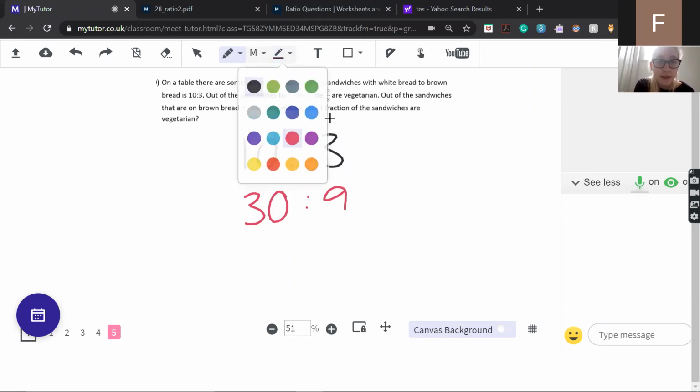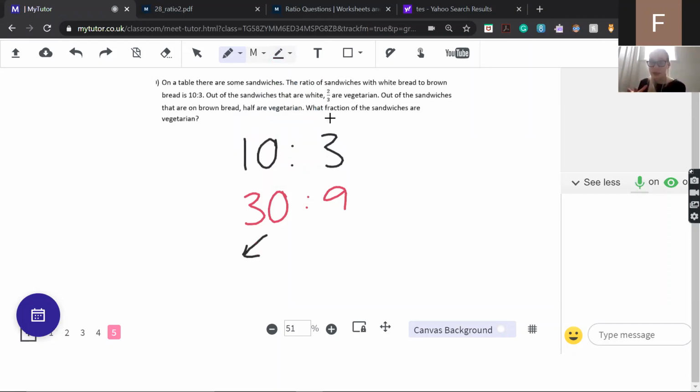So now we can see that these are the white bread. If there are 39 sandwiches, 30 of them are on white bread. So 2/3 of these are vegetarian. So we know that 20 of them are vegetarian and 10 of them aren't. So I'll just put not vegetarian and vegetarian, right? And then we can do the same here. So for these 9 brown bread sandwiches, half of them are vegetarian. I'm not going to bother scaling this because half is a decent one for us to do. So this is 4.5 to 4.5, right?